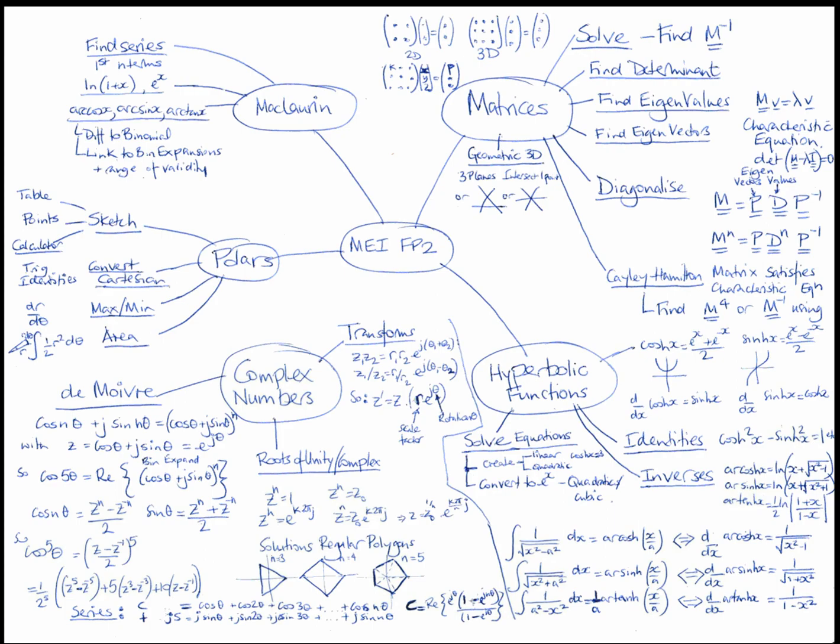Okay, hyperbolic functions, well, we know cosh and sinh. We know their differentials and their curves. They may well ask you to prove the identities cosh squared minus sinh squared equals 1, or arcosh x equals log of x plus root x squared minus 1. They may well ask you to look at using or proving the differential of arcosh.